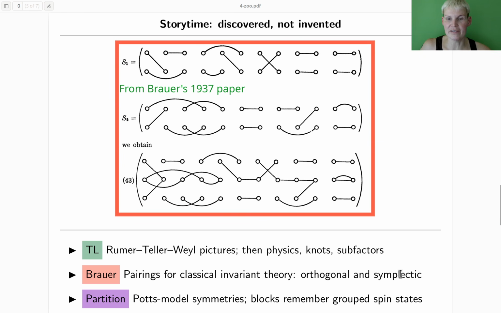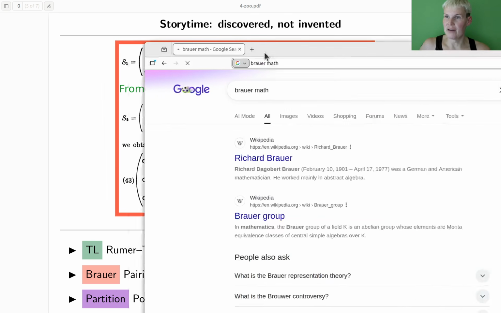And it turns out that this describes the orthogonal and symplectic group. Essentially, the cup is a pairing given by the orthogonal or symplectic form that you have. Partition is a bit more difficult. It's essentially the symmetry of the Potts model. But essentially, that's where it comes from. And all the others have some natural appearance as well. So people study them for a reason, because they appear in different contexts. So let's look up Richard Brauer.